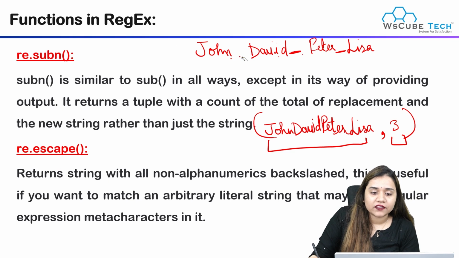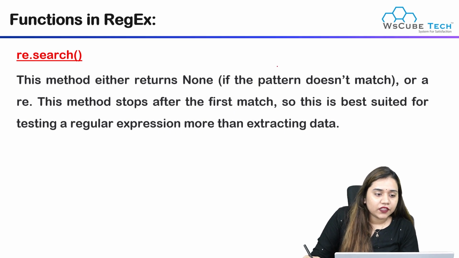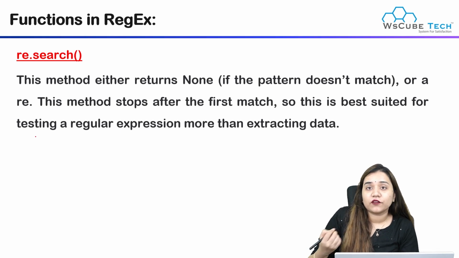Similarly, we have re.escape. If we give a string inside it, it gives us the backslashed values, for example, John, David, Peter, Lisa with backslashes in the output. Lastly, we have search. We have used search a lot of times. Search is a method that either returns None.